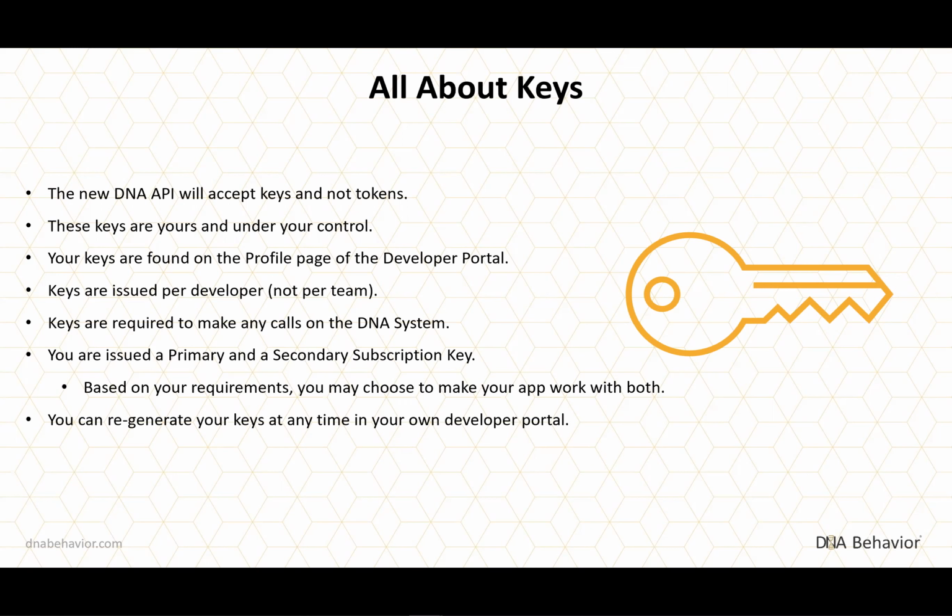To give you a few examples, if you would like to build an app that has the ability of sending both the primary and the secondary key, that would work if you wanted to be able to regenerate the keys and not create downtime for your app. If you have multiple apps that are using the DNA API, you can use the primary key for one and the secondary key for the other. That's another option. There's a bunch of different ways that you can use it, so it's pretty flexible, and it's how a lot of the other Microsoft tools work, and it works quite well. You can generate your keys at any time in your own developer portal by clicking on that regenerate button that you probably saw when I was showing my screen.